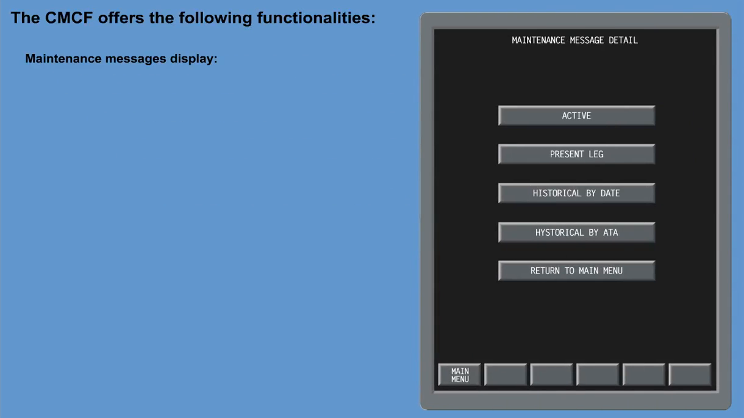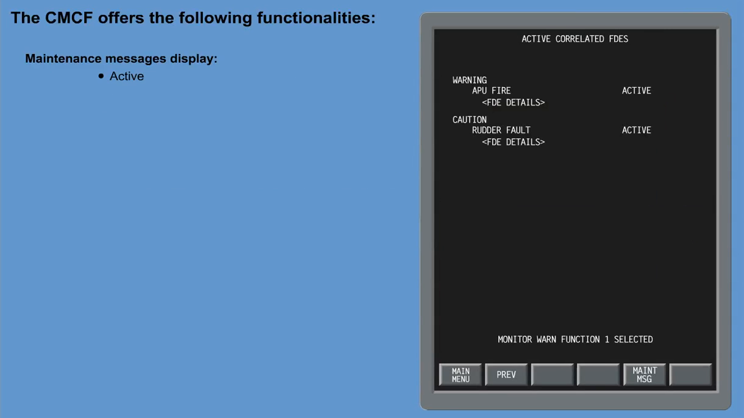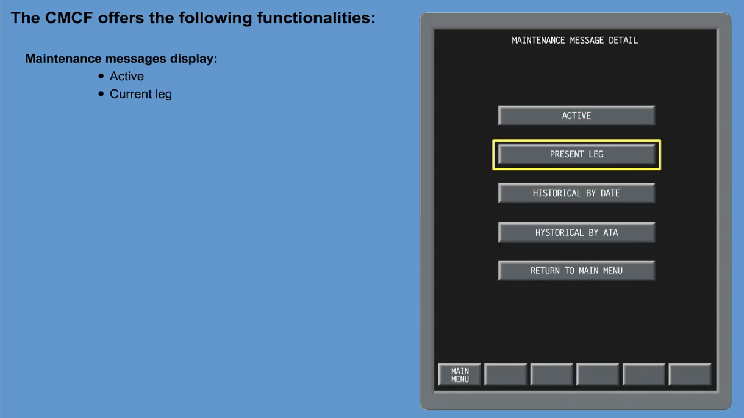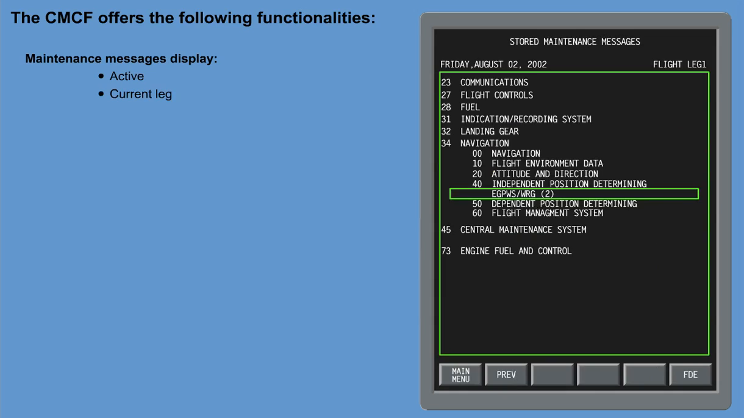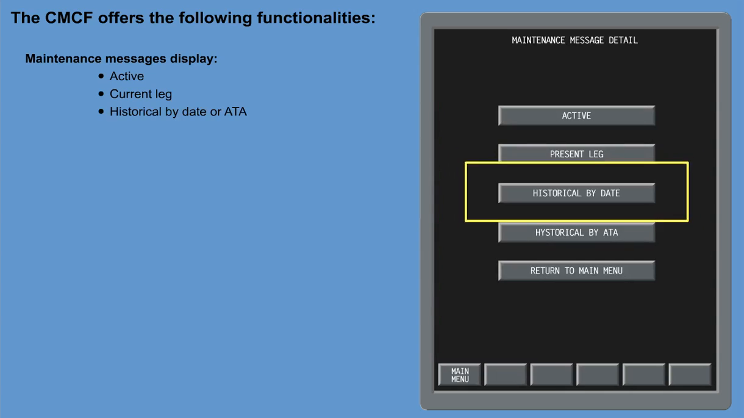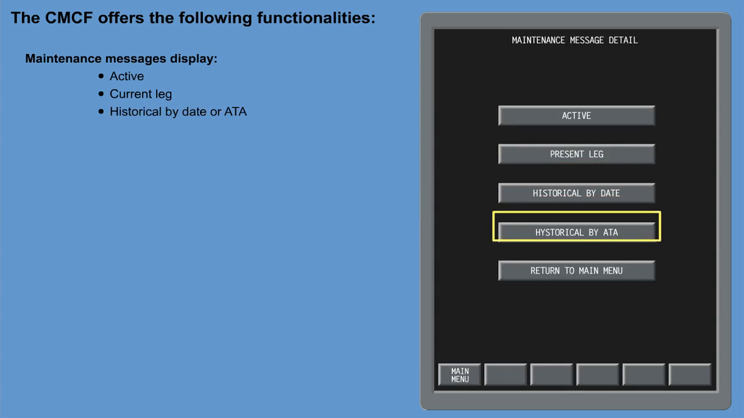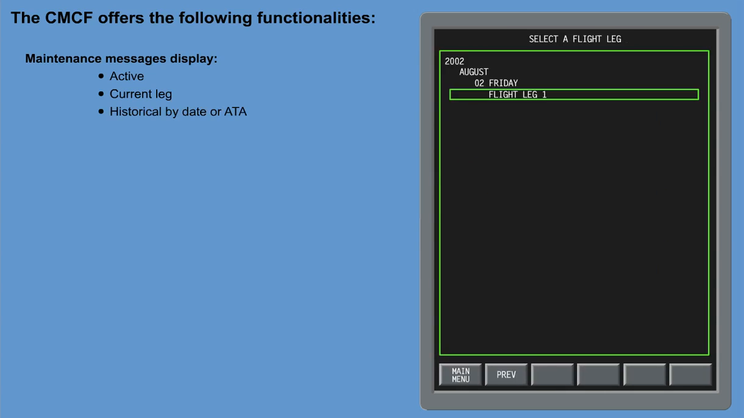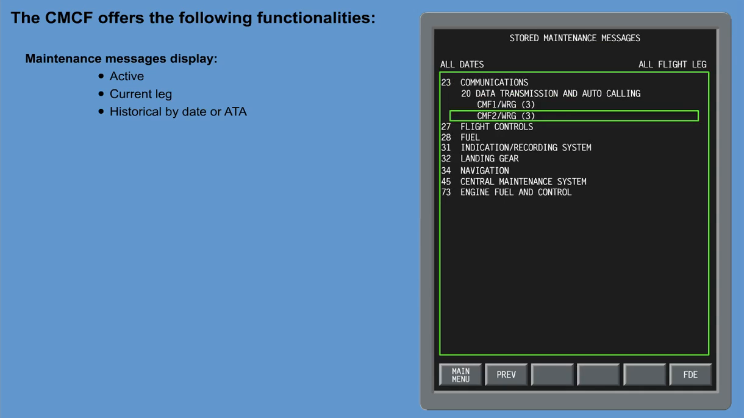Maintenance messages display. Active. The active maintenance message display includes all fault messages reported in real time during access. Current leg. All maintenance messages that occurred during the last flight leg flown. Historical by date or ATA. All stored maintenance messages, whether they are active or inactive, displayed and sorted by either ATA chapter or date.